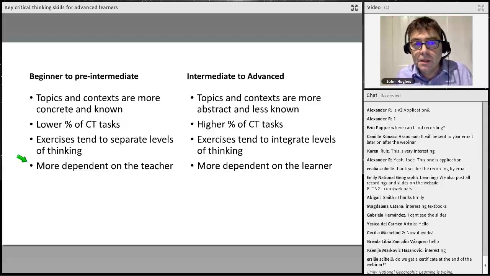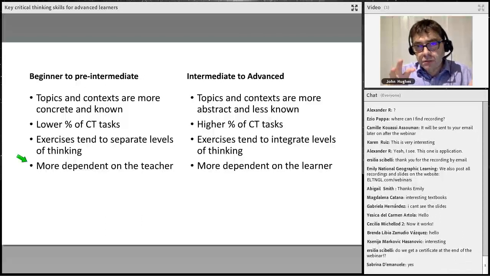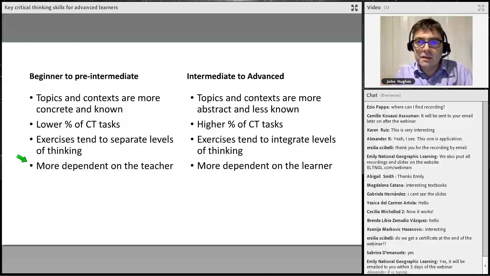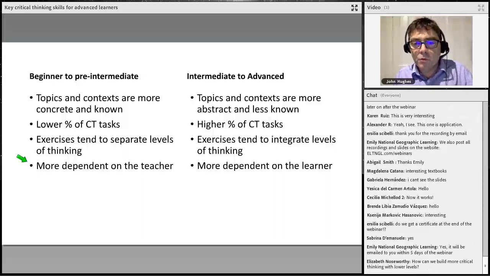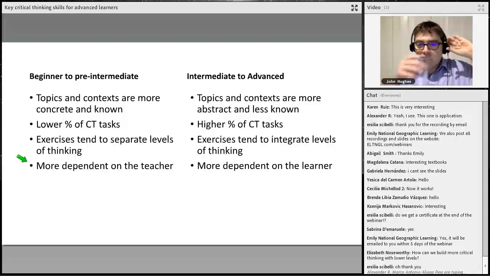Okay? So that was the definition, and that was contrasting lower and advanced levels. Now, before I go to the next part of the webinar, which is much more about advanced students, the skills they need and some practical activities, are there any quick questions, or does anybody want anything clarifying before we move on? I'm just going to have a mouthful of water.